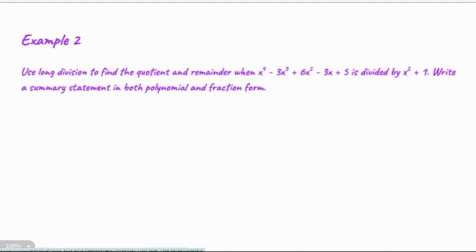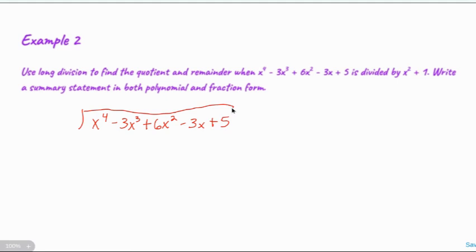So needless to say, this is going to take some getting used to. It's going to require patience, and it's going to require plenty of practice. So let's go ahead and do another one. Okay, we've got x to the fourth, we've got 3x cubed, we've got plus 6x squared minus 3x plus 5.